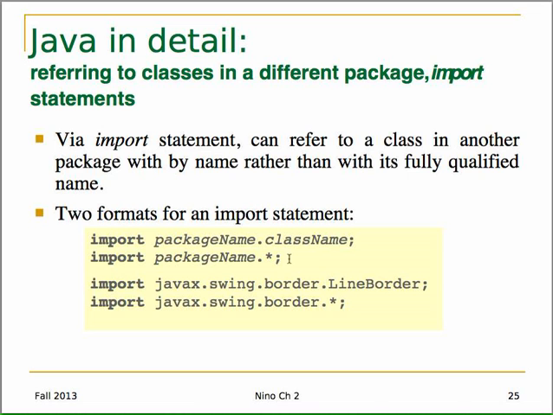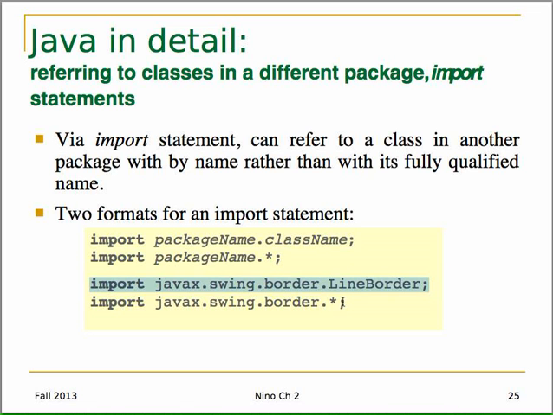So if you want to refer to a class in a different package like we did just now, we imported the server class from the P1 package. So you can say import package name dot class name. Now in the past, I'm sure you've used import package name dot star, for example, javax.swing.star or javax.swing.border.star. From now on, you want to specify every class that you import explicitly rather than using the star.